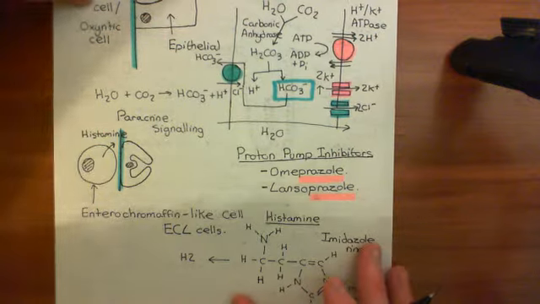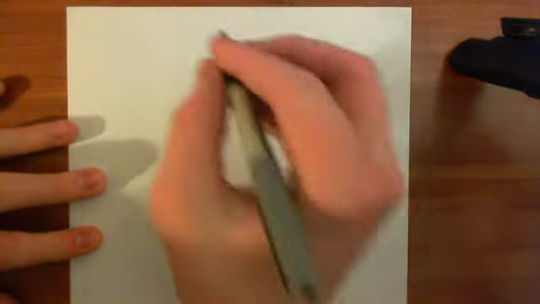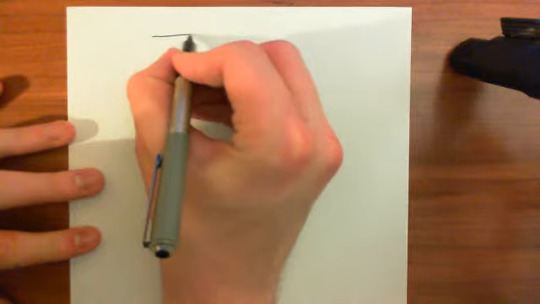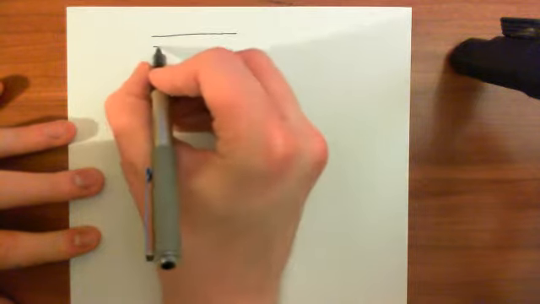So I now want to look at the pathway by which histamine acting on H2 receptors actually leads to the activation of the proton potassium ATPase. Okay, so basically it's a GS pathway. So let's start this process off then.